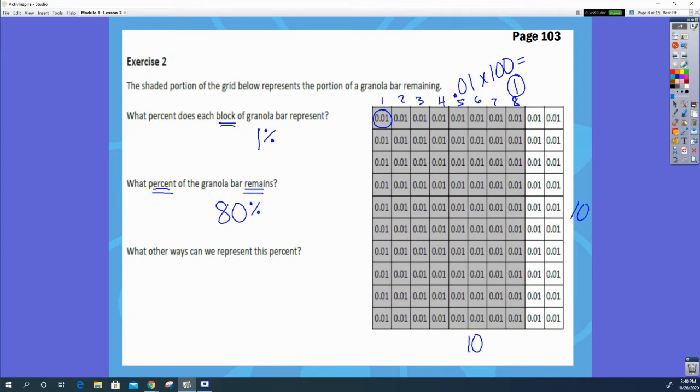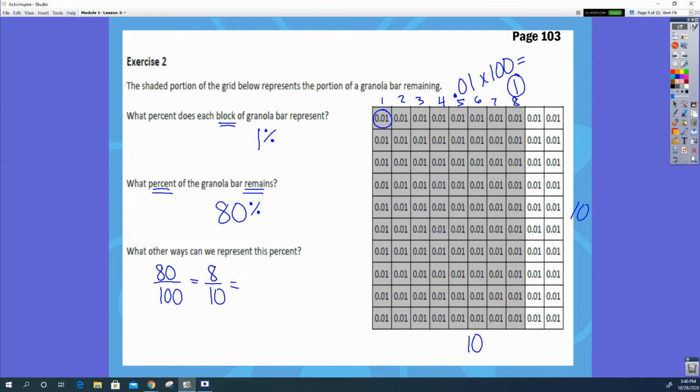Okay, it says, what other ways can we represent this percent? Well, we can write it like a fraction. We could say that was 80 shaded out of how many? 100. You could also simplify it. What could I take from 80 that I could take from 100? I could take 10. So side note, if they are ending with a 0, take off your 0 and you get 8 over 10. So 80 over 100, 80 hundredths, is equivalent to 8 tenths.